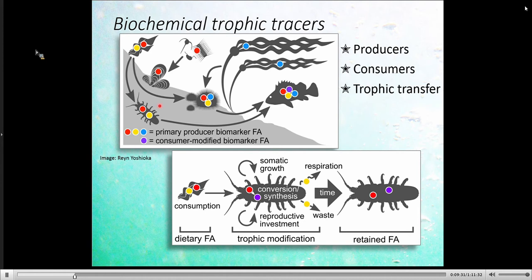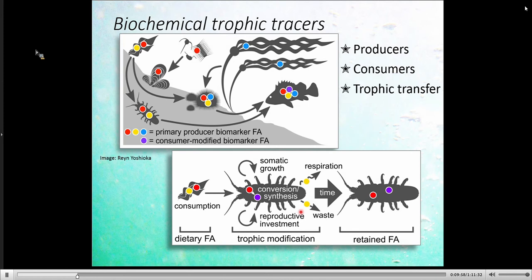This is another cartoon that simplifies and shows, for the case of this isopod in our cartoon, that assuming this isopod is eating this alga, there are a couple of fatty acids in our cartoon world that are respired and wasted. Those aren't stored in their tissues. But one of them is, the red one is.